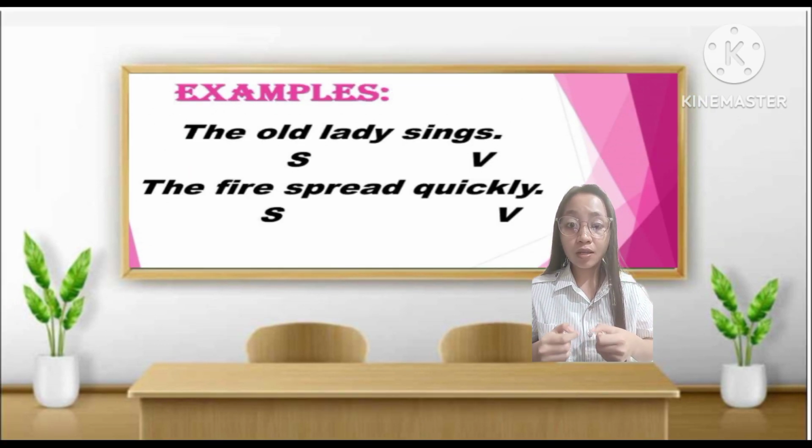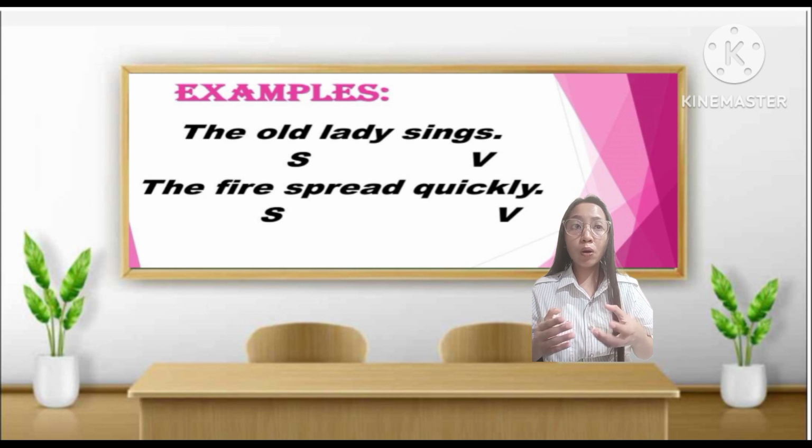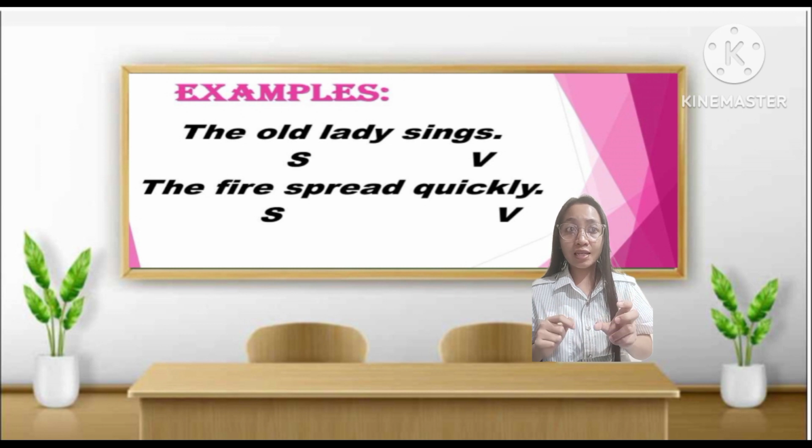Here are the example sentences of the subject-verb pattern. First one is, the old lady sings. The old lady is the subject, sings is the verb. Next, the fire spread quickly. The fire is the subject, spread quickly is the verb. Quickly here is the modifier, which is an adverb, which modifies the verb spread.